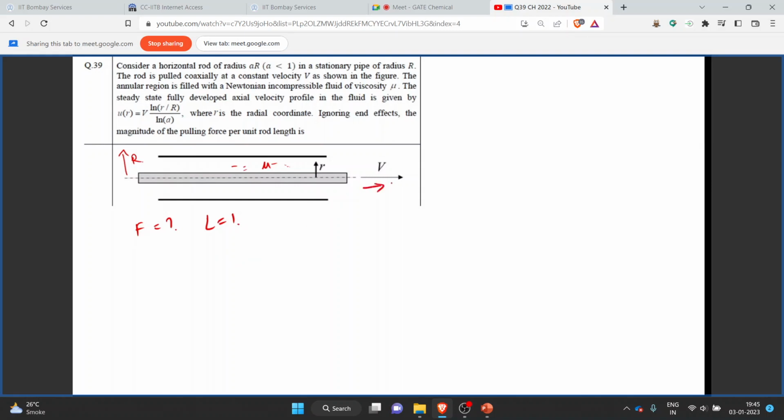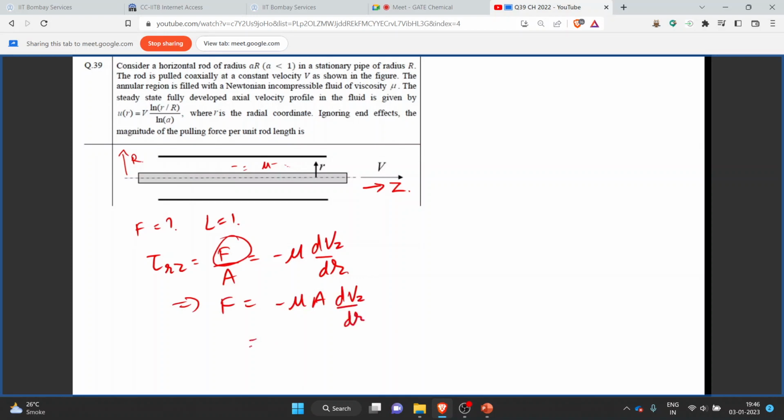If this is our Z direction, we can write the shear stress as tau Rz equal to force upon area is equal to minus mu dVz upon dr. We have been asked to find the value of force, so F is equal to minus mu A dVz upon dr. The contact area will be the surface area of this cylinder, so basically that is 2 pi RL, which we can write as 2 pi AR, and length we have been given as 1, and we have to find this strain rate dVz by dr.